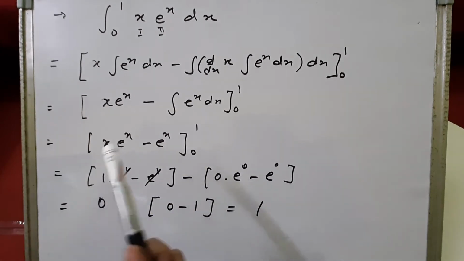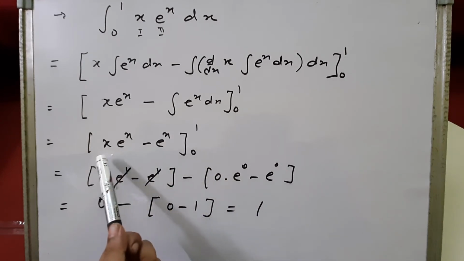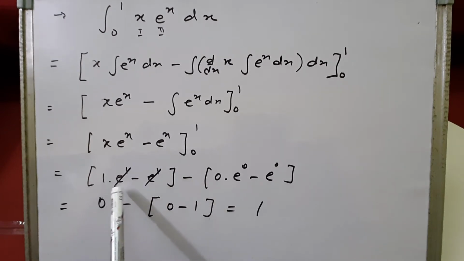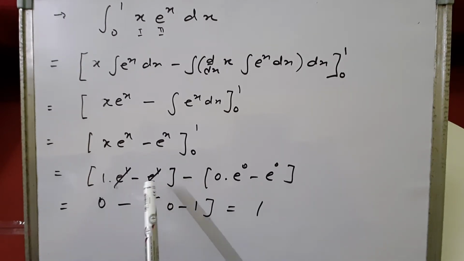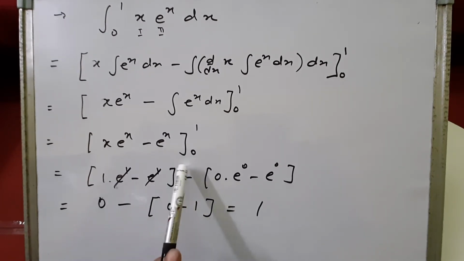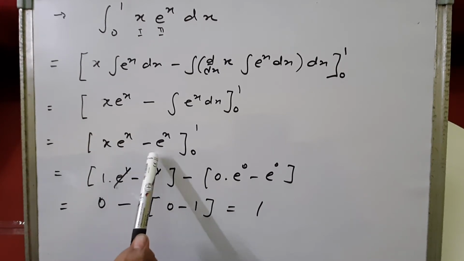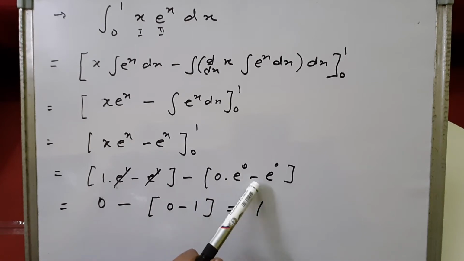Now we are going to apply the limit. So, when we put 1 here, we'll get 1 into e to the power 1 minus e to the power 1. So, this e to the power 1 minus e to the power 1 will get cancelled. And when we put 0 here, so 0 into e to the power 0, this will become 0 minus e to the power 0. So, this e to the power 0 will be 1. So what we'll get, 0 minus bracket 0 minus 1. So this minus will become plus, and what we'll get is 1 as the answer. Alright children, so this sum was based on integration by parts. Note down please.